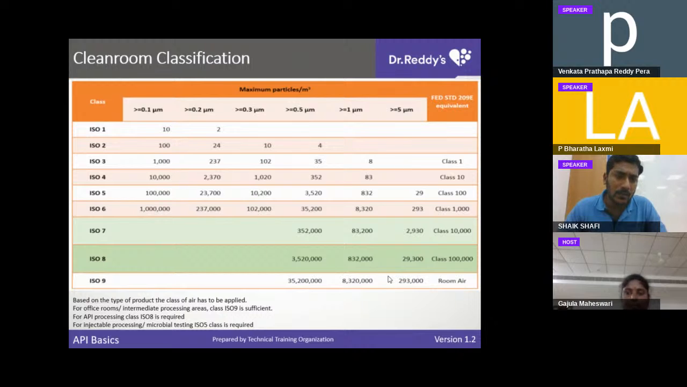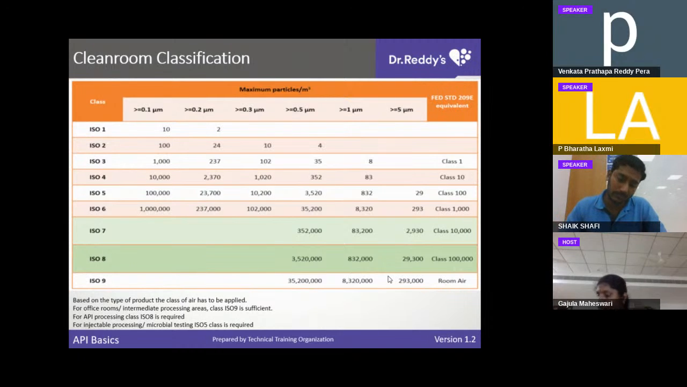Lower than this, ISO 3 and 4 are used for manufacturing the chips used in our mobiles. There we use ULPA filters, ultra low particulate air filters, for microchip manufacturing at ISO 3, 2, and 1. For our API manufacturing, we use ISO class 8. For office rooms, it's class 9. This is the standard classification of clean rooms.